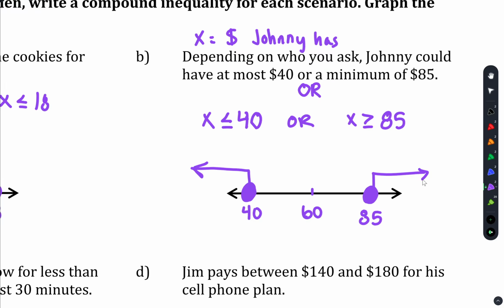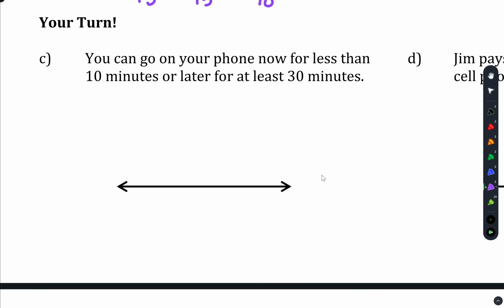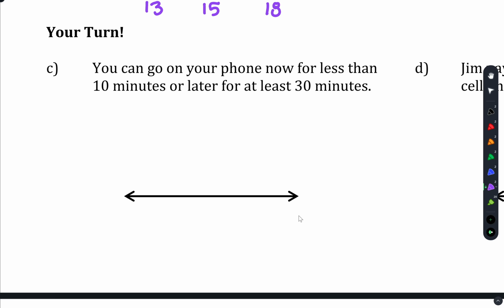Okay, any questions on that? Can we do one more and then we'll move on to the next page? It says you can go on your phone now for less than 10 minutes or later for at least 30 minutes. Is this going to be an and or an or problem? Or. We see that word or, right? That's what I'm looking for. I'm looking for ands and ors. So how do I say you can go on your phone now for less than 10 minutes?